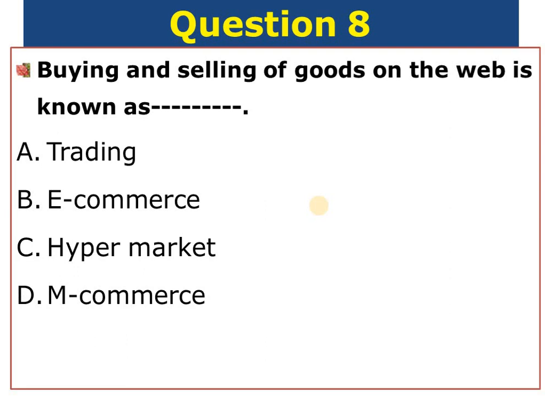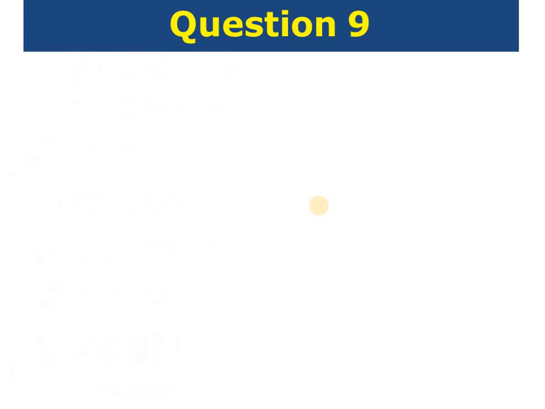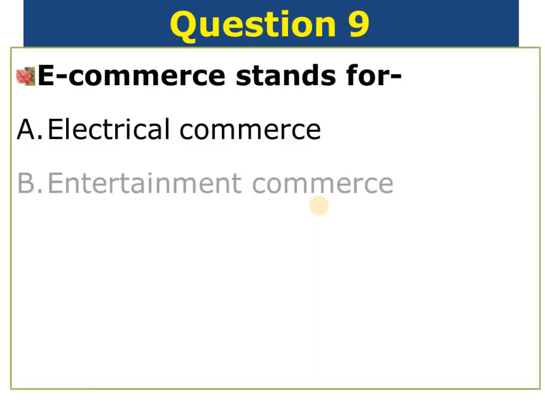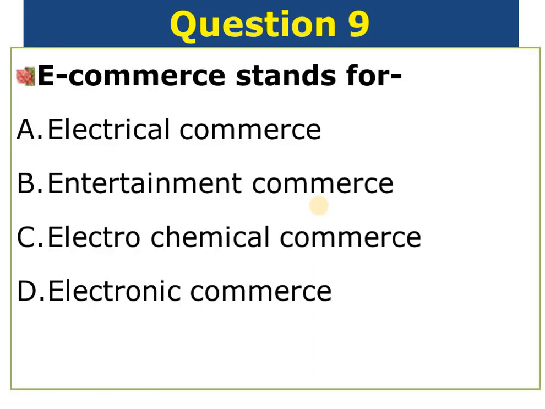Question number 8. Buying and selling of goods on the web is known as A. Trading, B. E-commerce, C. Hypermarket, D. M-commerce. The answer is choice B, e-commerce is buying and selling of goods on the web or on the website. Question number 9. Here is question number 9. E-commerce stands for A. Electrical commerce, B. Entertainment commerce, C. Electrochemical commerce, D. Electronic commerce. The answer is electronic commerce, which is choice D.